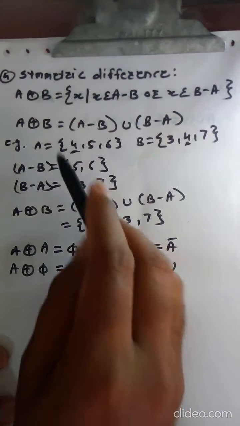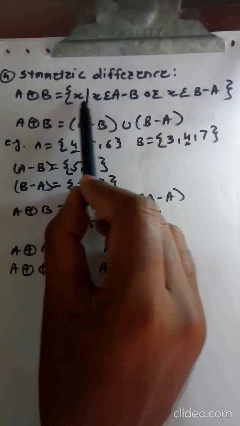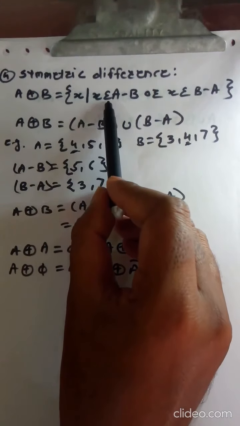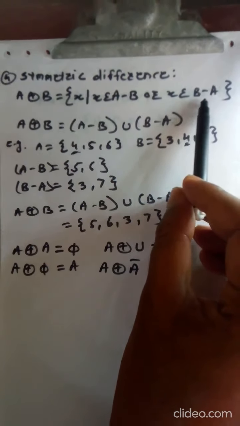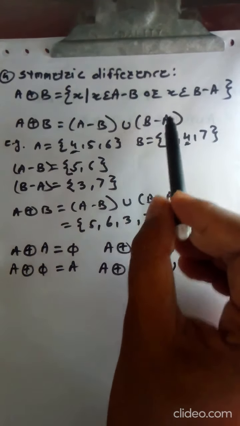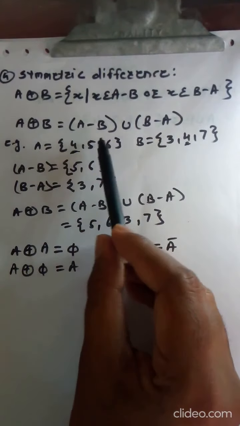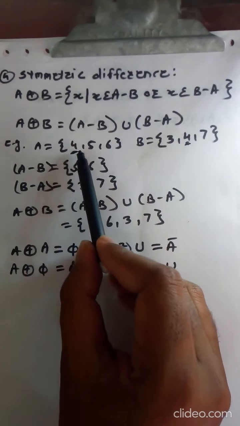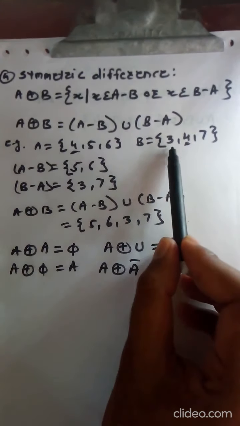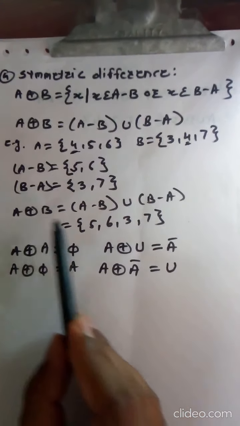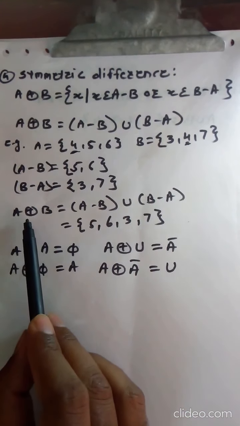So we can define symmetric difference as the set of x such that x belongs to A minus B or x belongs to B minus A. In other words, symmetric difference is just removing the common elements from both sets, and whatever remaining elements are left are the output of the symmetric difference of those two sets.